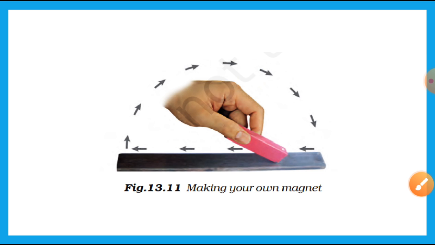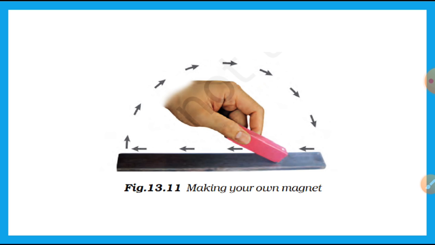Now we will understand how we can make a magnet of our own. It's very simple. There are several methods for making a magnet. We will learn the simplest one. For this activity you just need a rectangular piece of iron and a bar magnet.